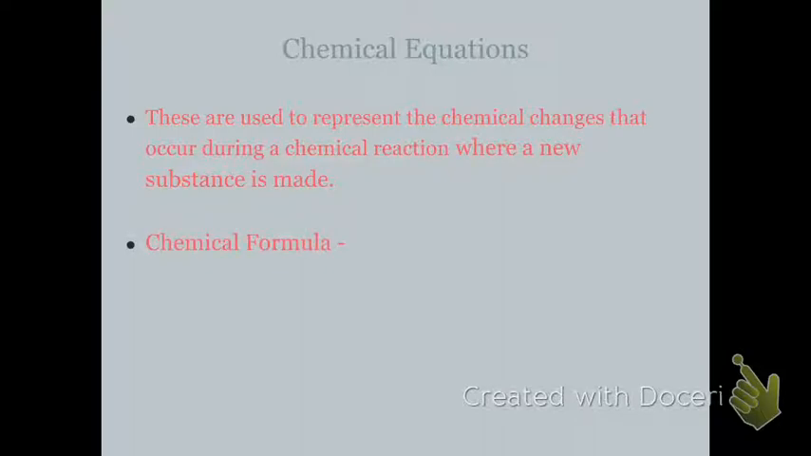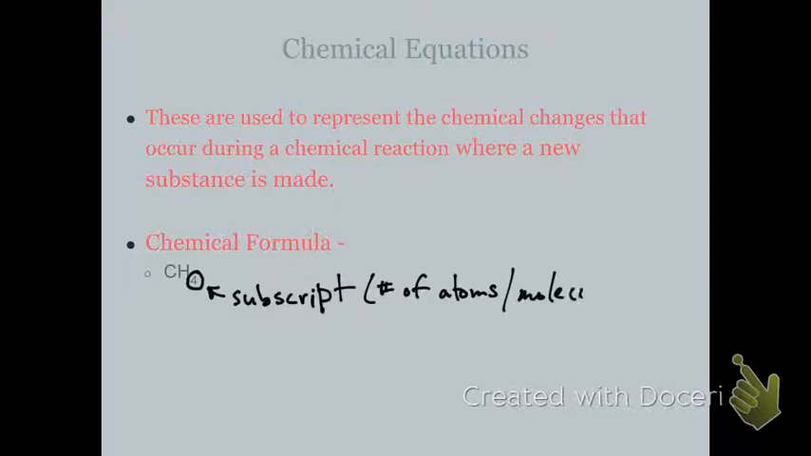A chemical formula is a formula that represents a compound. So for example, CH4. So if we just stop here, there are two types of numbers on a chemical formula. First type here, this is called a subscript. So a subscript is the number of atoms per molecule. And the second thing we have to know is that if there is no subscript right here, then we assume it's going to be a 1.